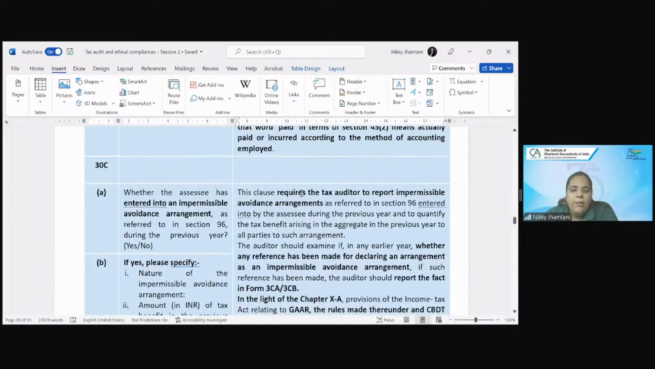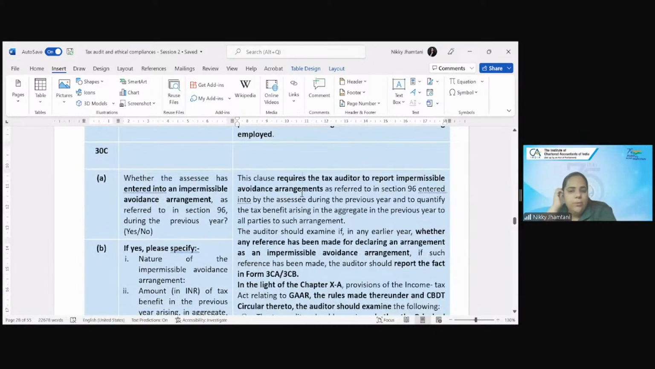This clause requires the tax auditor to report impermissible avoidance arrangements as referred to in section 96 entered into by the assessee during the previous year and to quantify the tax benefit arising in the aggregate in the previous year to all parties to such arrangement.